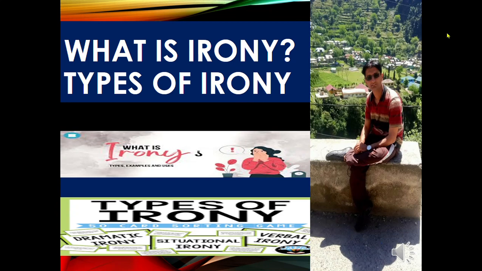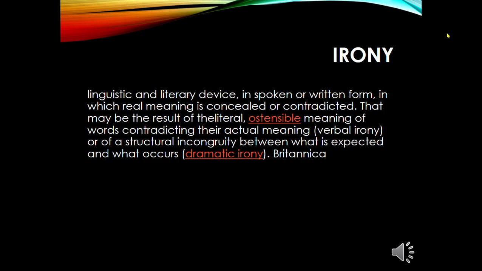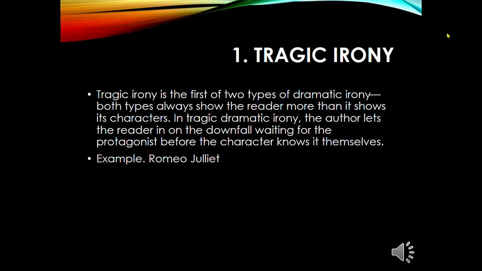What is irony? What are the various types of irony and how is irony used in literature? Irony is concealment or contradiction of the words in spoken as well as written form. The contradiction is in the literal meaning as well as in the metaphorical meaning. There are five types of irony.